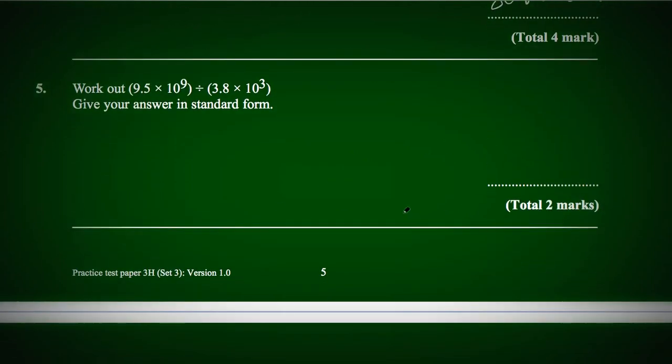Question 5. Work out 9.5 times 10 to the power of 9 divided by 3.8 times 10 to the power of 3. Give your answer in standard form. Well, I can do the number bit separately to the powers of 10 bit. So the number bit: 9.5 divided by 3.8, and the 10 to the 9 divided by 10 to the power of 3.